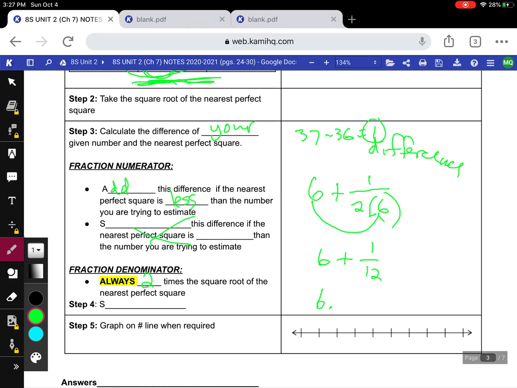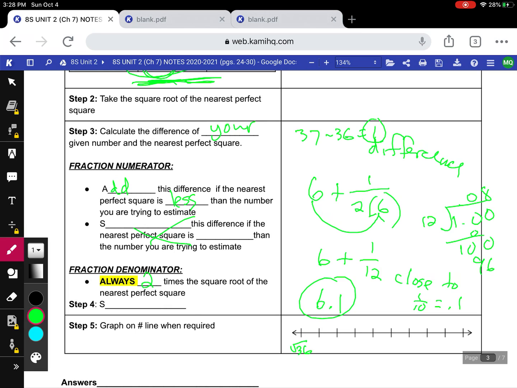So 6 and 1/12. I don't want to use a calculator, so let's just say that 1/12 is close to 1/10, and we know that equals 0.1. So let's make it a 6.1. You could also go 1 divided by 12. It goes in 0 times. Bring down the 10, bring down another 0, and that's going to be about 0.08, which is 0.1. And you get 6.1.